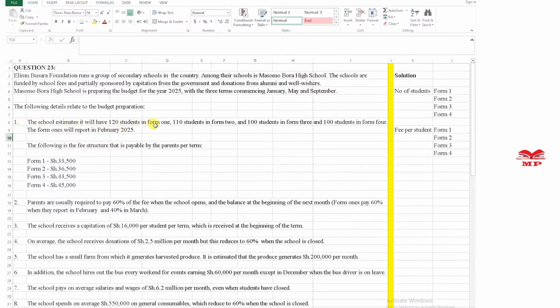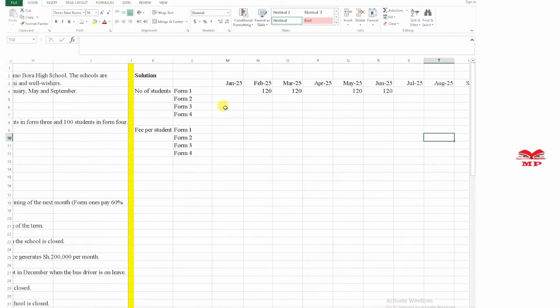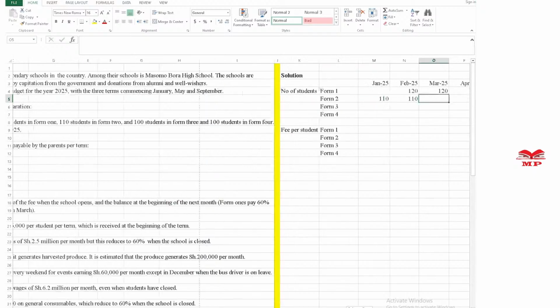So 120 students in Form 1. Now we do 110 students in Form 2, and those ones come in January. So Form 2, 110. And also in February, 110. In March, we've not been given any information about March right over here.